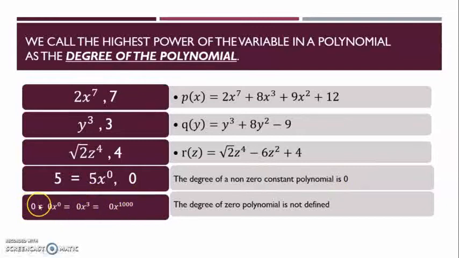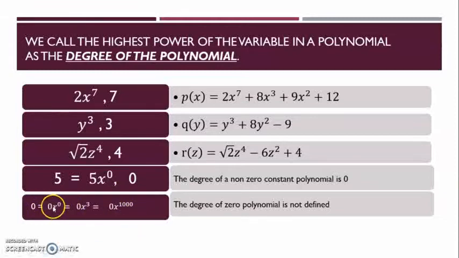Now if we take the zero polynomial, it can be written as 0 times x to the power 0, or it can be written as 0x to the power 3, or 0x to the power 1000. So if I say the degree of a zero polynomial is 0, another person can say it is 3, another person can say it is 1000, another person can say it is 10,000, because all of these are correct.